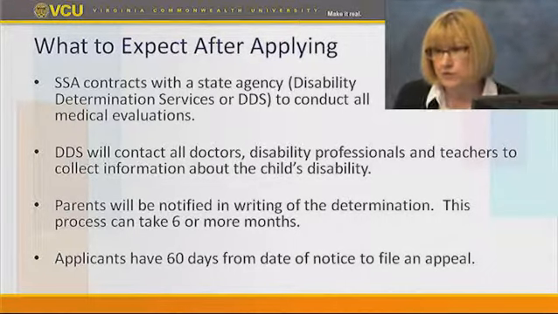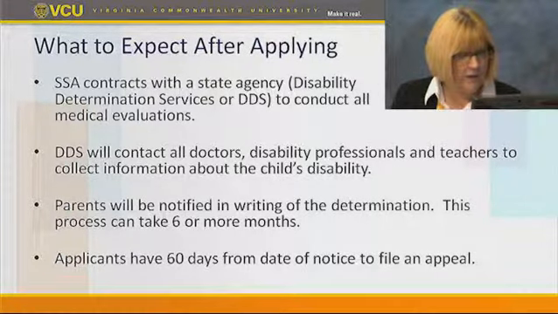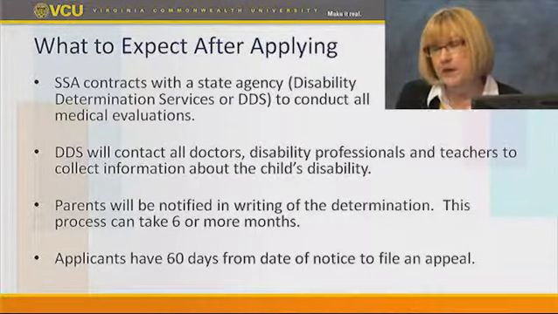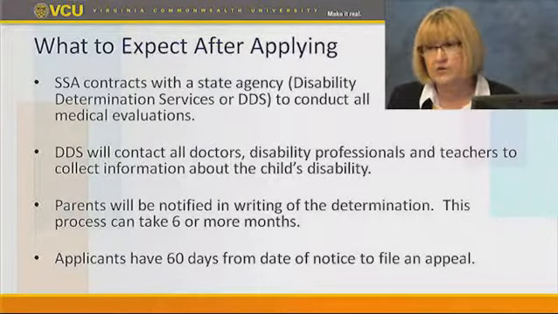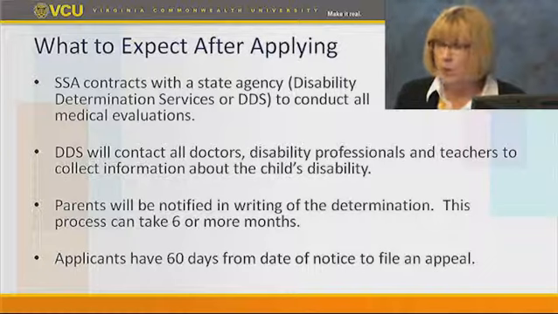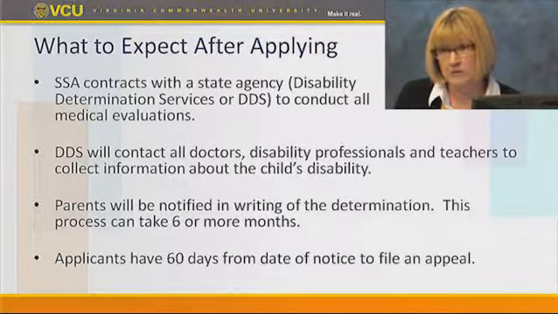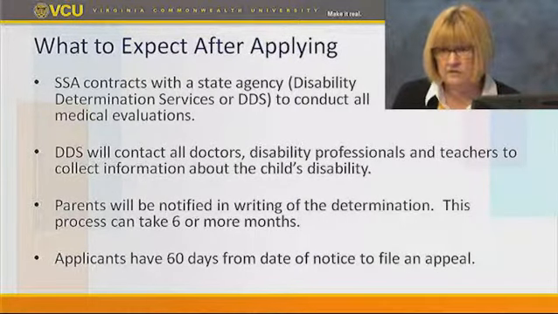You will receive your notification in writing. The process can take a long time. If you are denied, you are always afforded the opportunity to appeal. You are given a window of time in which that appeal can be submitted, and that's usually 60 days.